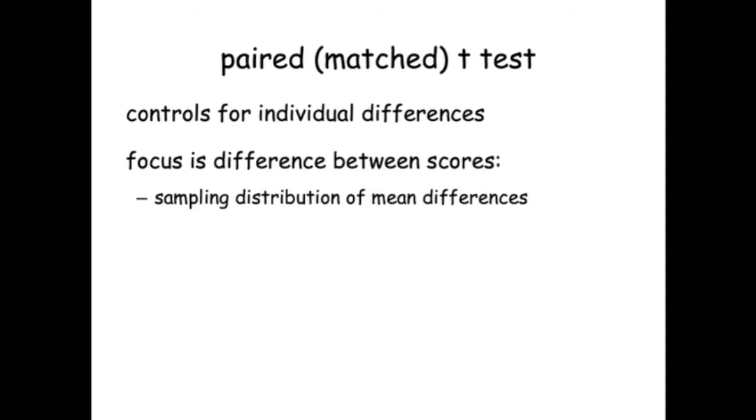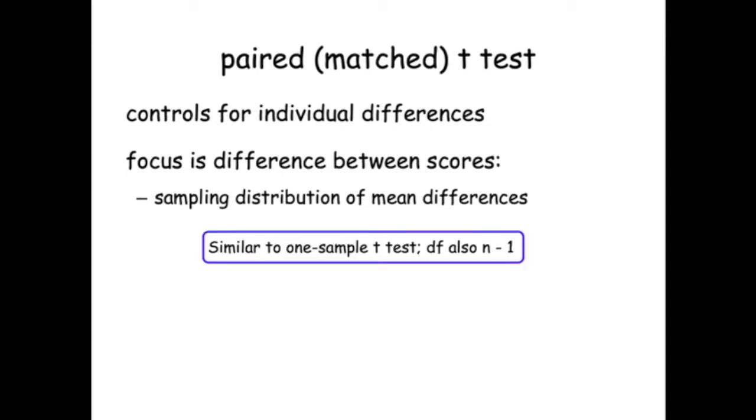The paired t-test controls for individual differences because the same subject is in both treatment conditions. The test focuses on differences between the two scores. It is similar to the one-sample t-test, and the degrees of freedom is also n-1.